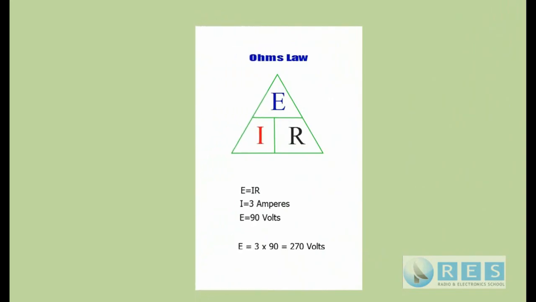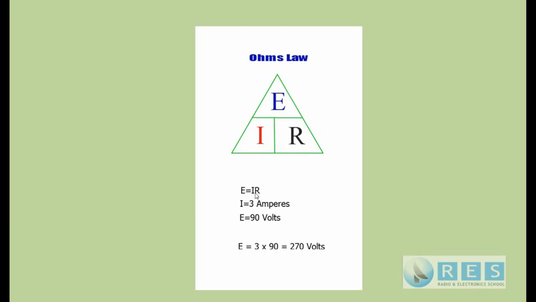In this Ohm's law problem, we're being asked to calculate voltage, and we're being given I, the current, of 3 amperes, and R, the resistance, of 90 ohms. We want the equation for voltage. Put our finger on the E. E equals I multiplied by R.